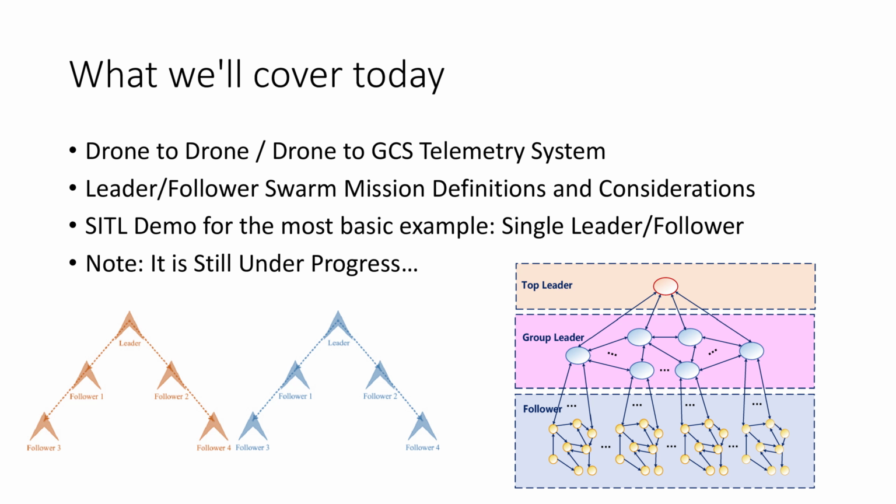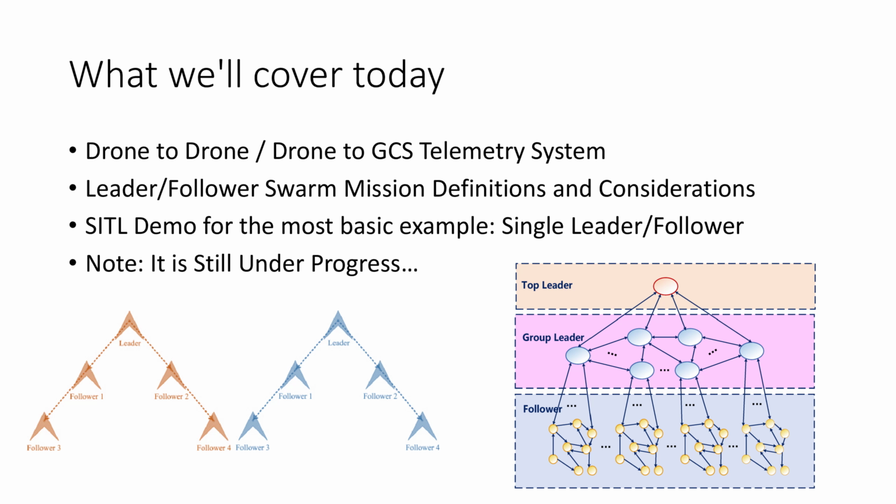In this video, we're going to expand what we have done so far. We're going to create a drone-to-drone and drone-to-ground control station telemetry system. So in the last tutorial, we only had the drone-to-ground control station telemetry. Now we're going to have drone-to-drone communication as well. We're going to implement the leader-follower swarm mission, and we're going to review the definition and concepts behind the swarm missions. In the bottom right picture, you can see and get a sense of what it means.